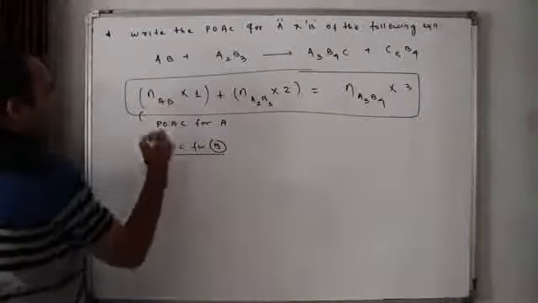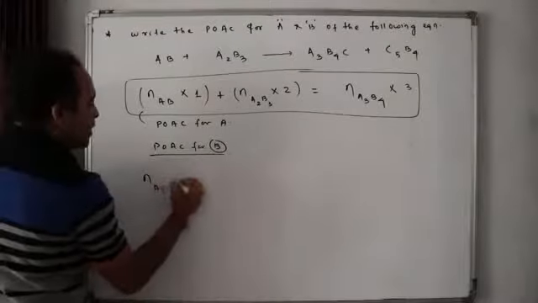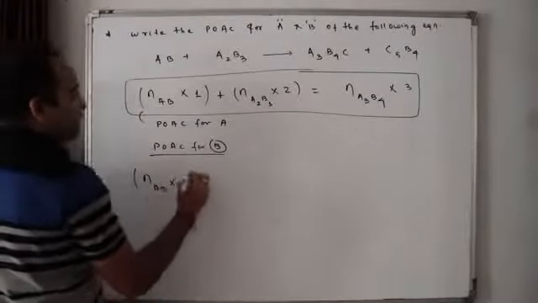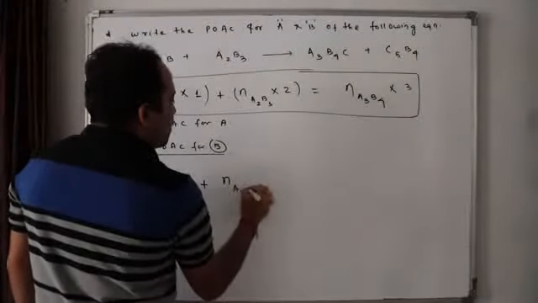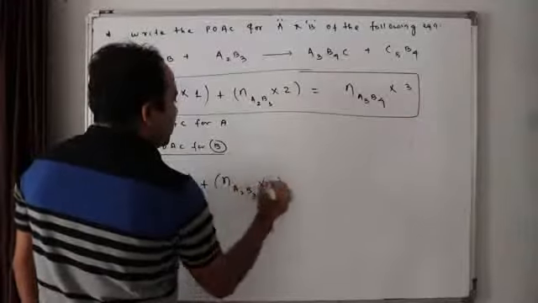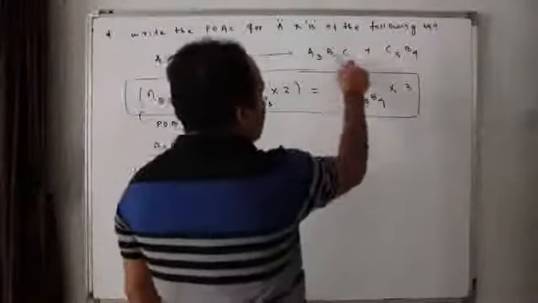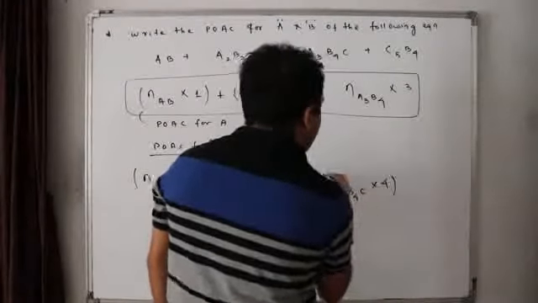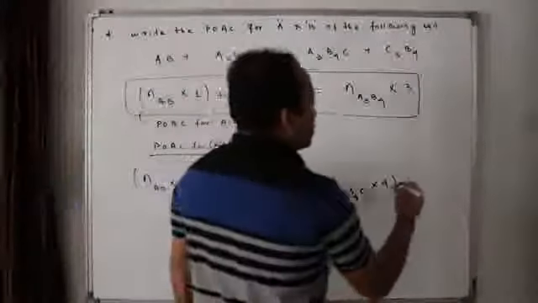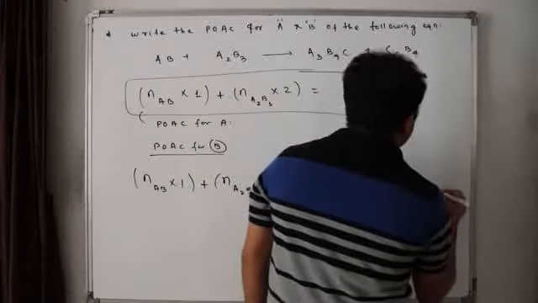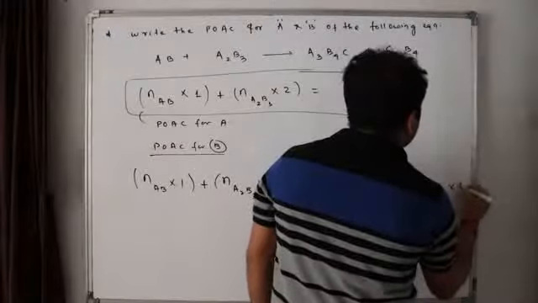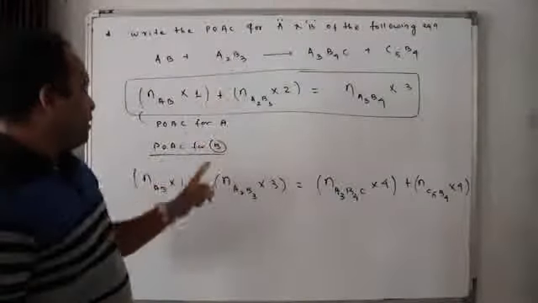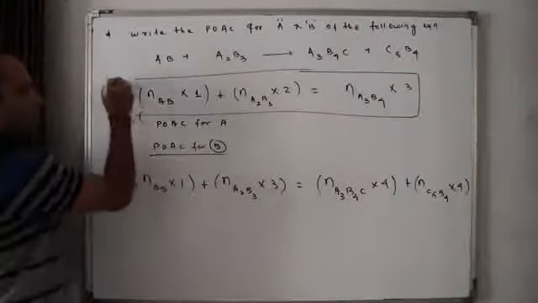नाउ लेट अस डू POAC फॉर B. कैसे करेंगे? B यहां पर है, नंबर ऑफ मोल्स ऑफ AB इनटू नंबर ऑफ टाइम्स B एग्जिस्टिंग इन इट, प्लस नंबर ऑफ मोल्स ऑफ A2B3 इनटू B कितने टाइम्स है, इक्वल्स टू यहां भी B है, नंबर ऑफ मोल्स ऑफ A3B4C इनटू 4, isn't it? प्लस नंबर ऑफ मोल्स ऑफ C5B4 इनटू 4. क्यों? क्योंकि B यहाँ 4 बार है, B यहाँ 3 बार है, B यहाँ 1 बार है. क्लियर? दिस इज द POAC कॉन्सेप्ट.